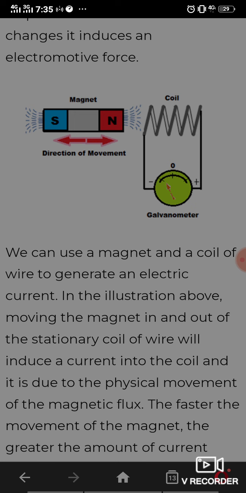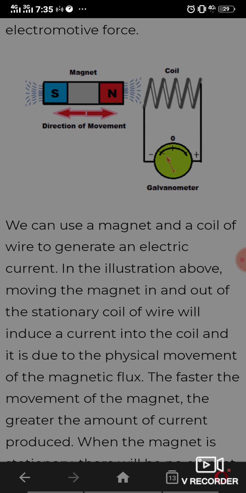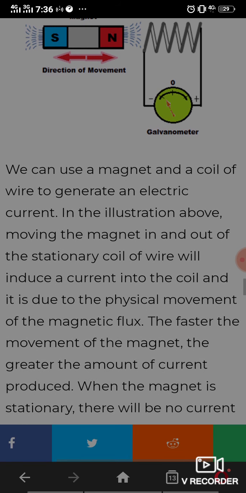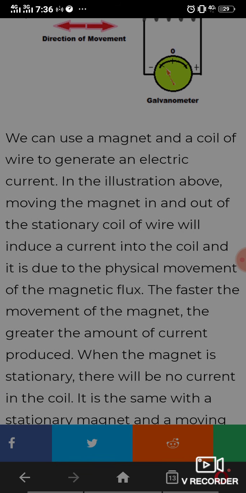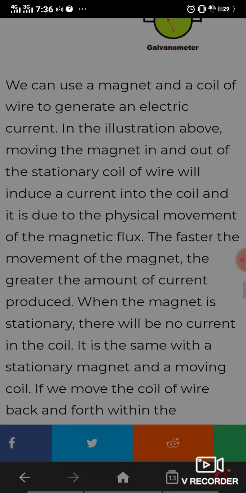In the illustration above, moving the magnet in and out of a stationary coil of wire will induce a current in the coil, and it is due to the physical movement of magnetic flux. The faster the movement of the magnet, the greater the amount of current produced. When the magnet is stationary, there will be no current in the coil.